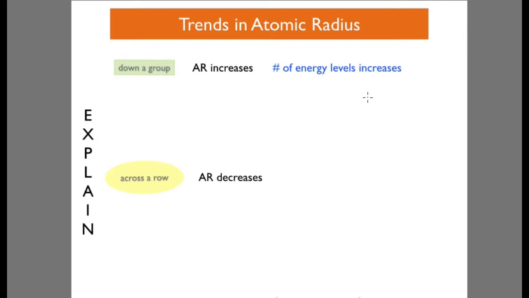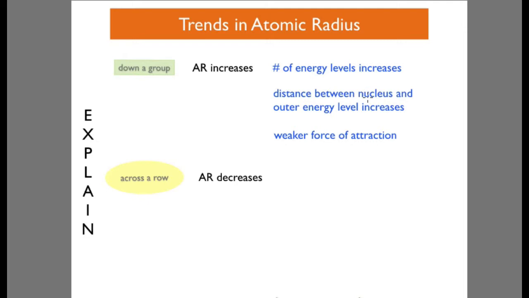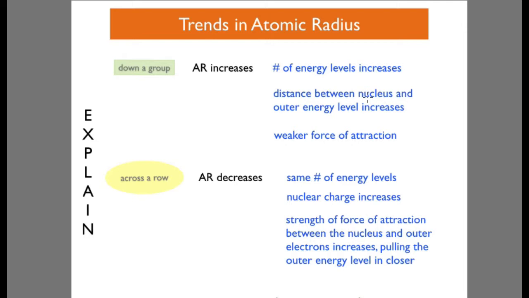As we go down a group, we explain the atomic radius increase because of the number of energy levels. The energy levels increase as you go down a group. The distance between the nucleus and the outer energy level increases, and so you get a weaker force of attraction. As we go across the row, we explain the decrease in atomic radius because it has the same number of energy levels, but the nuclear charge is increasing, so the strength of force of attraction between the nucleus and the outer electrons increases, which pulls the outer energy level in closer.